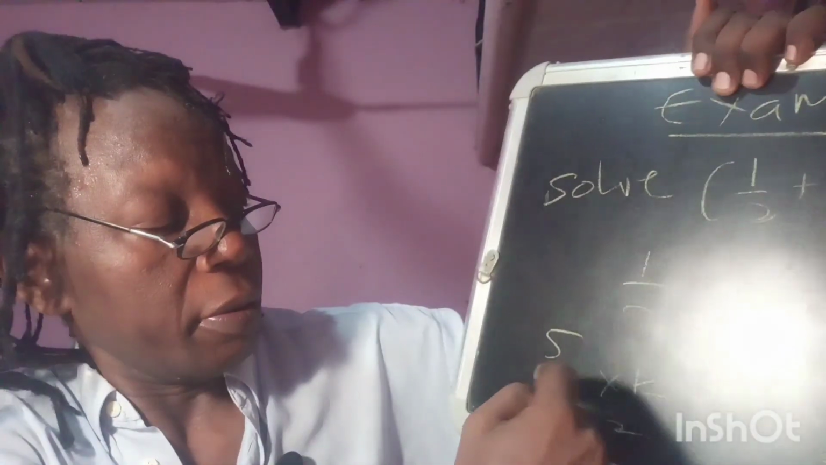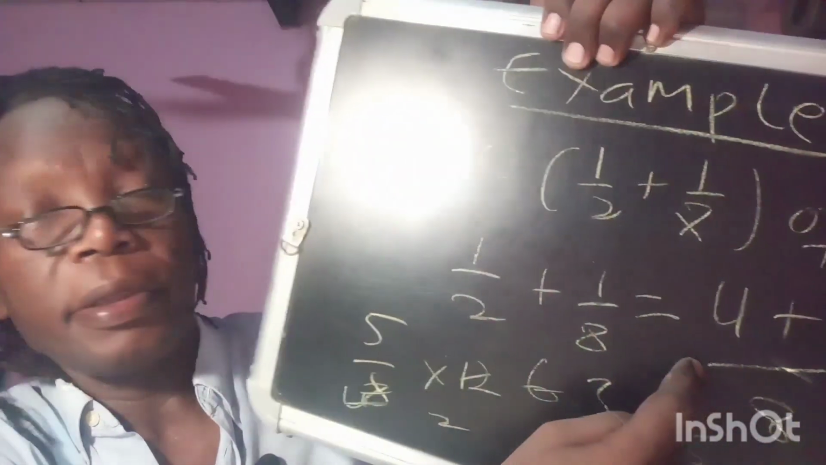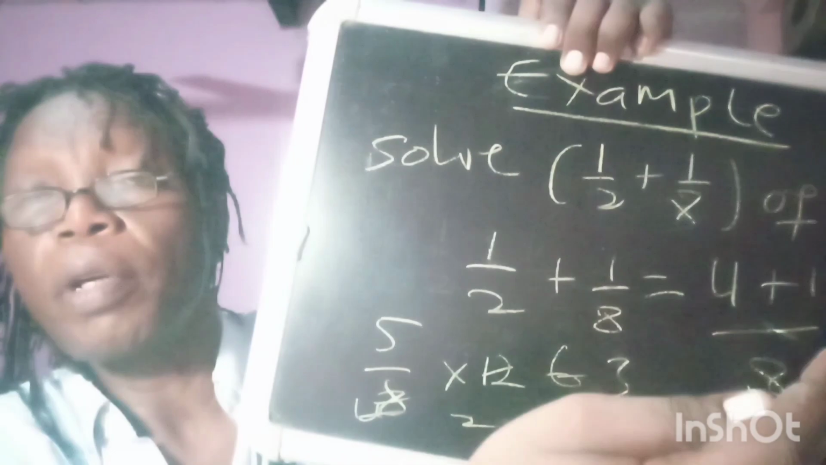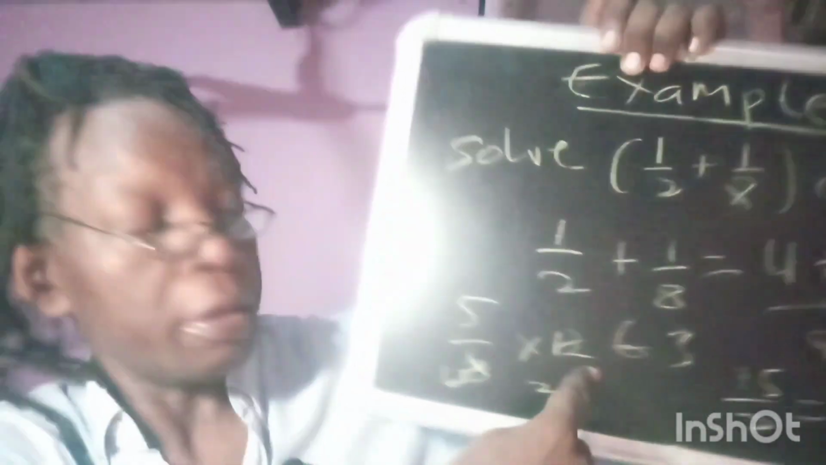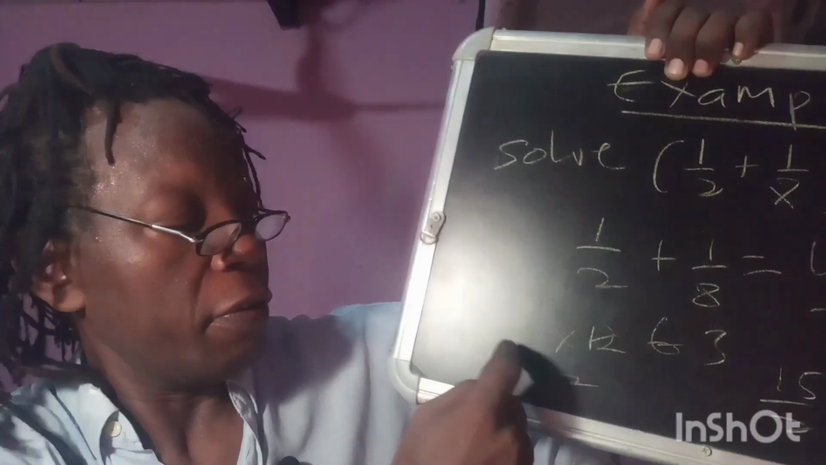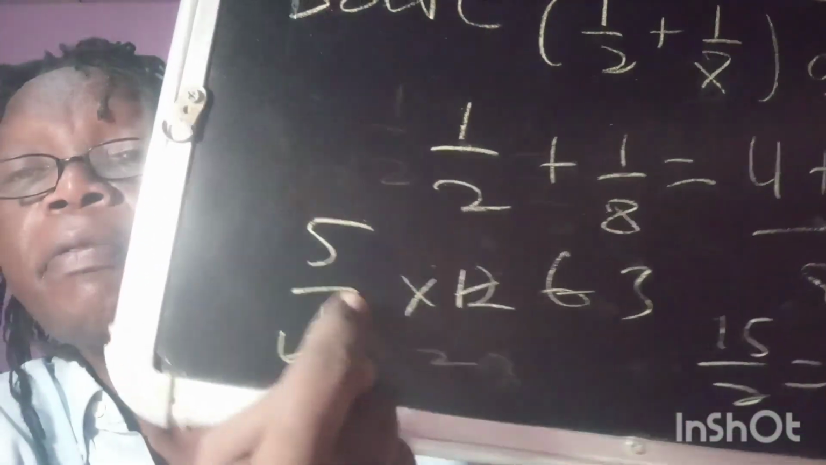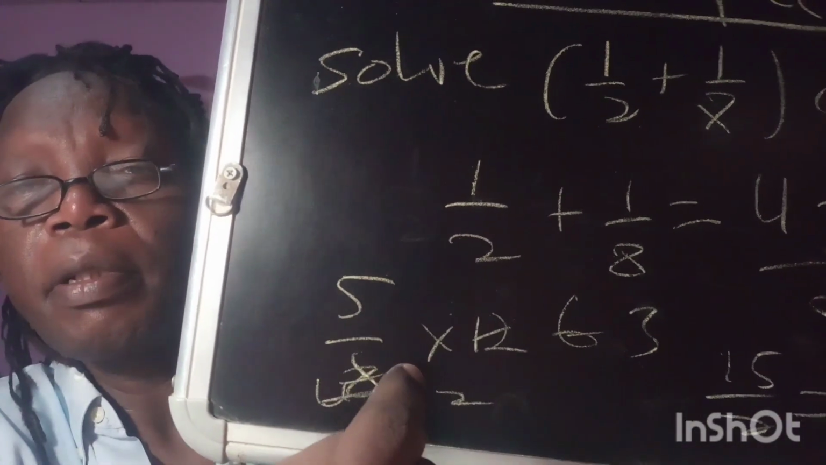Right, you see what I've done here? After finding this, 5 over 8 of 12 means times 12. This is a fractional thing. So 5 over 8 times 12. What will that be?